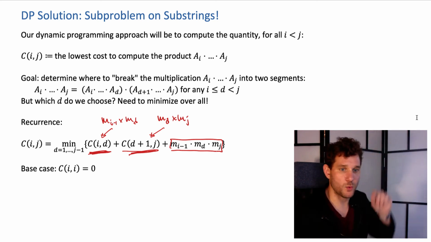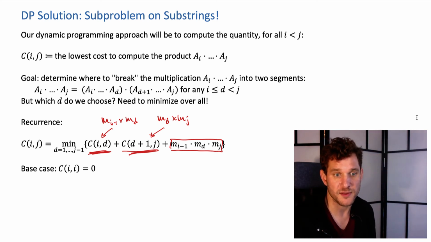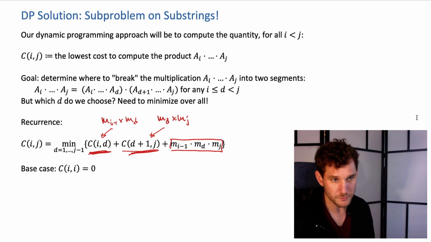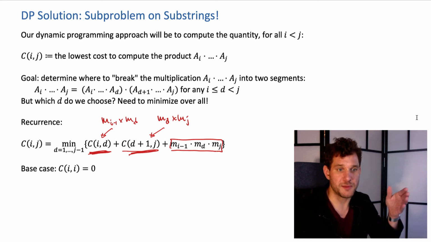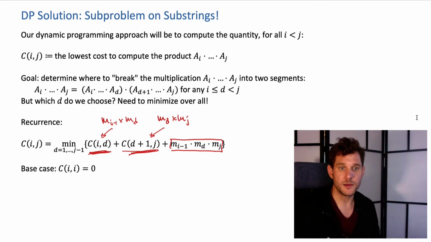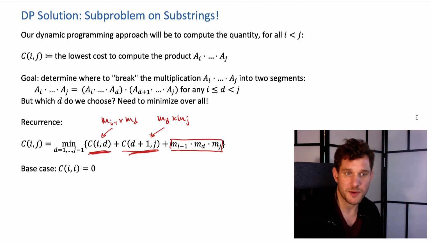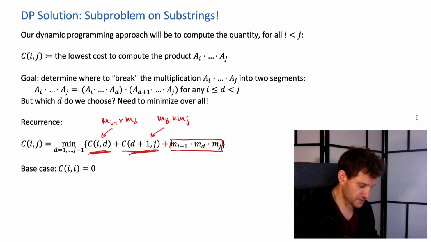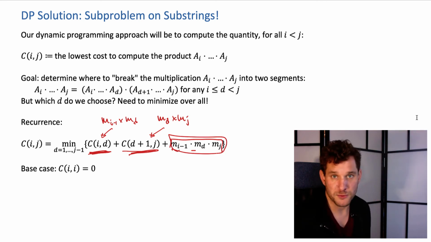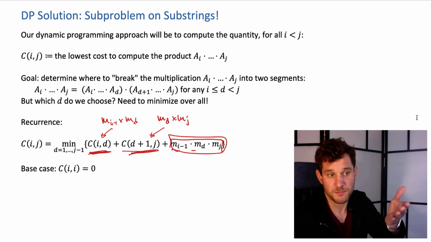Because every time you want to fill in an entry in the final matrix, you're going to have to do an m sub d sized dot product, and the resulting matrix is going to have size m sub I minus 1 times m sub j. So you end up getting a running time of m sub I minus 1 times m sub d times m sub j. This is the cost of the final matrix multiplication plus the cost of solving the two subproblems. So this is basically our recurrence.